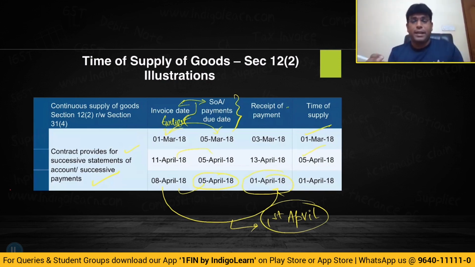I repeat one last time, in exam I really don't want you guys to go and write date of receipt of payment became time of supply. That is not the answer at all. Date of receipt of payment in case of continuous supply is having an impact on the time limit for issuance of invoice. That is in turn having an impact on time of supply. That is the answer. I don't want you to write the words date of payment is time of supply. That is never the answer in section 12.2. Please. Are we clear?